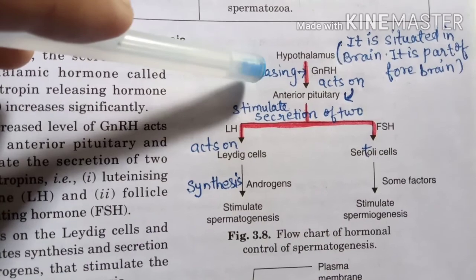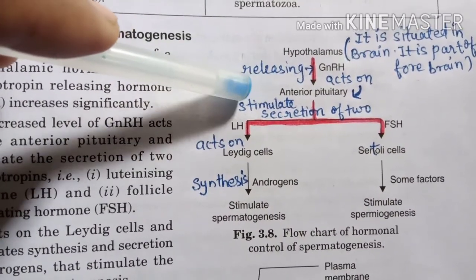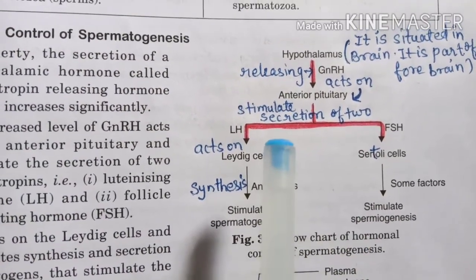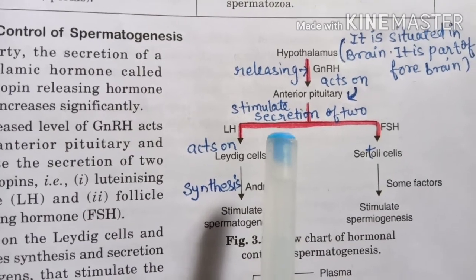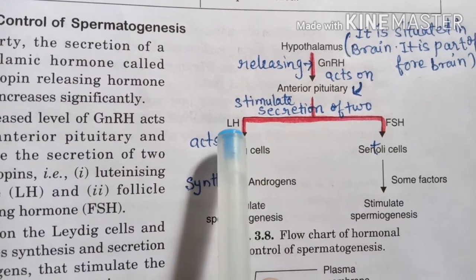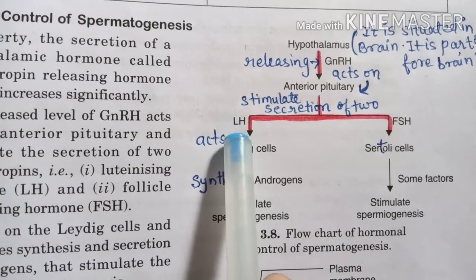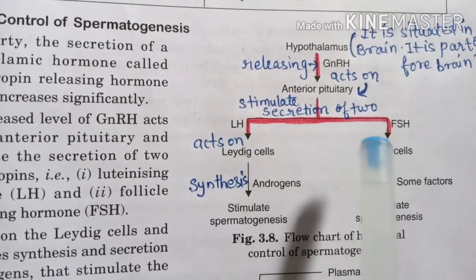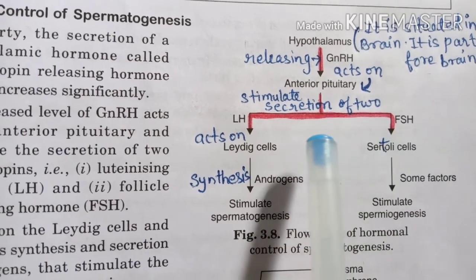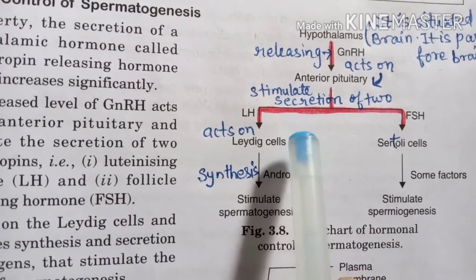They secrete GnRH, which acts on the anterior pituitary. The anterior pituitary stimulates the secretion of two hormones: LH and FSH. LH is luteinizing hormone and FSH is follicle stimulating hormone. Both are gonadotrophic hormones, secreted by the anterior pituitary.